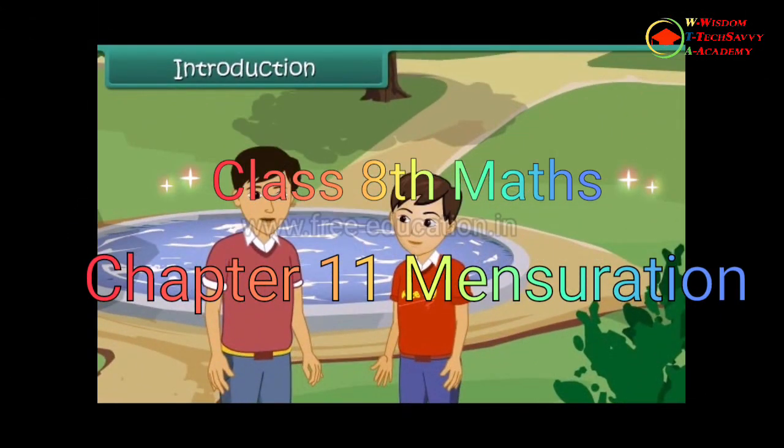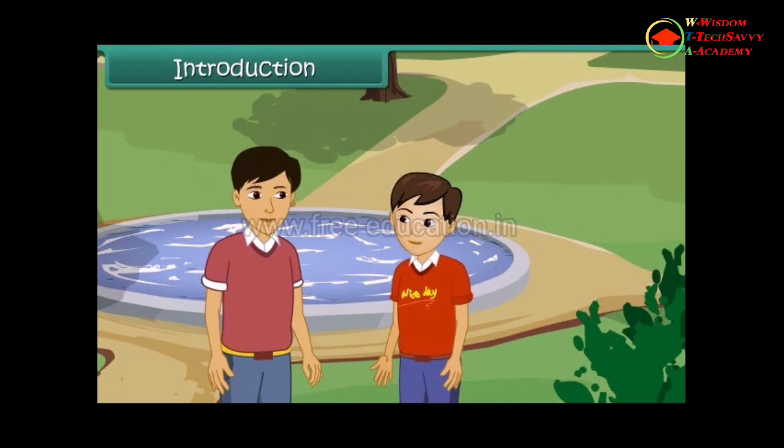Hey Sahil, can you tell me the area of this park? Yeah, it is very easy. This park is circular in shape. So if we know the radius of this circle, we can calculate its area using a formula pi r square. You are quite intelligent, Sahil.